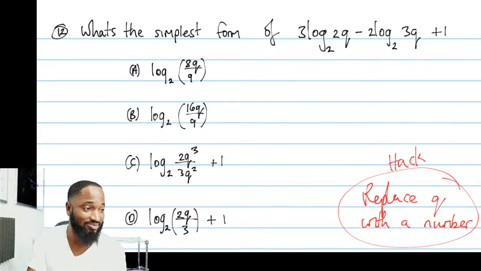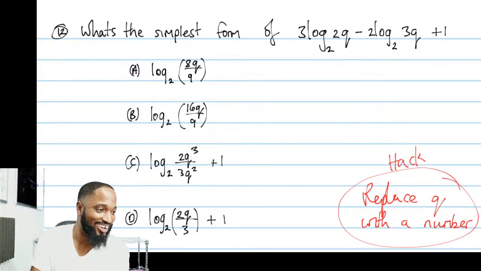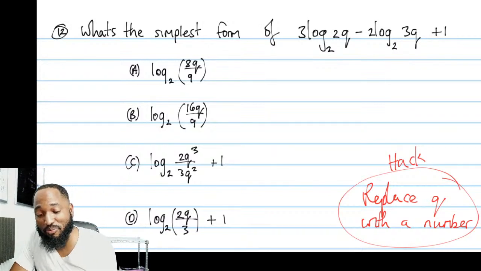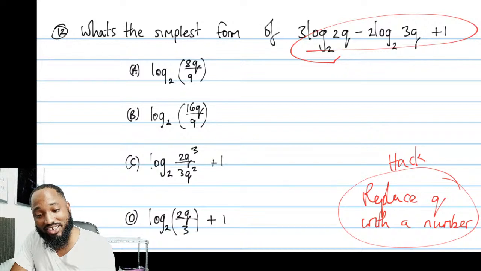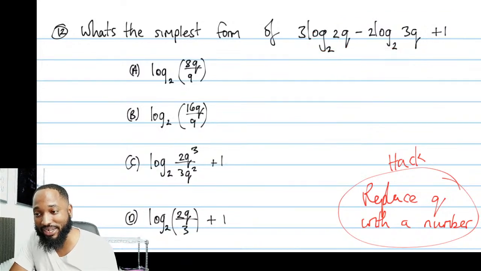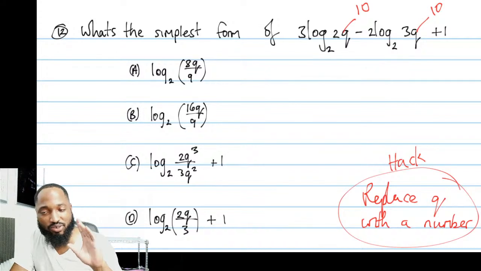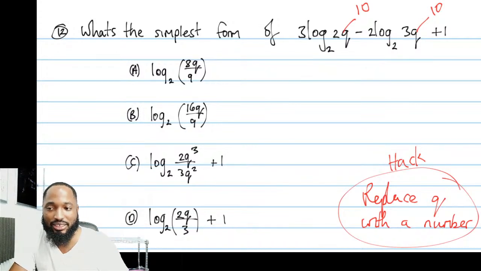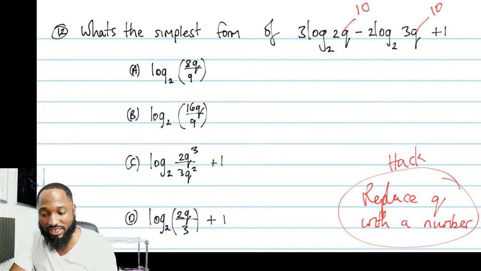Once again, oh God, logs again. Once again, you don't even need to understand logs. You can replace Q with a random number. A good number in these exams is always 10. Sometimes you don't want to use 1 and 0 and 2. You want a number with some weight, but an easy number to deal with. So you replace this with 10 and get your answer on your calculator, whatever it is.